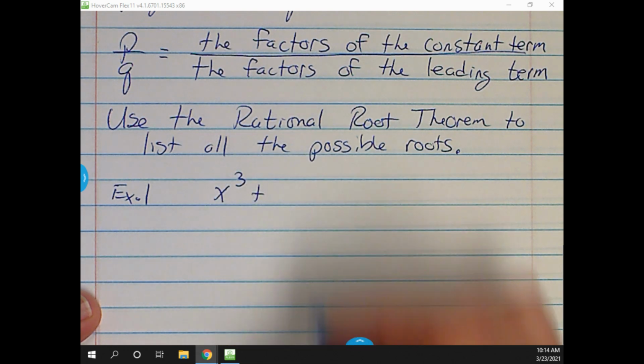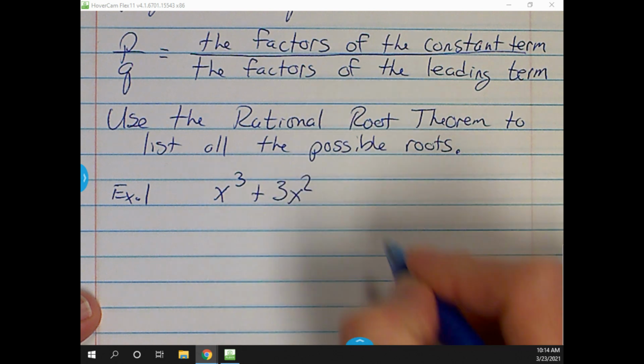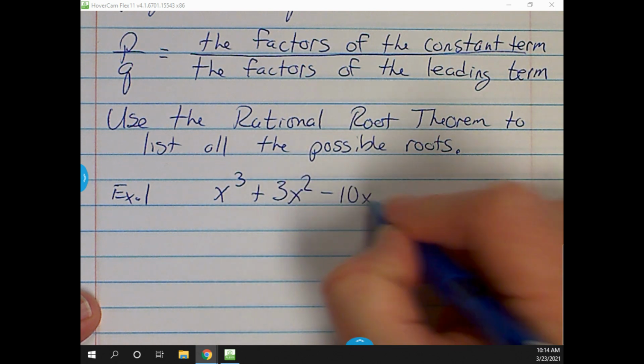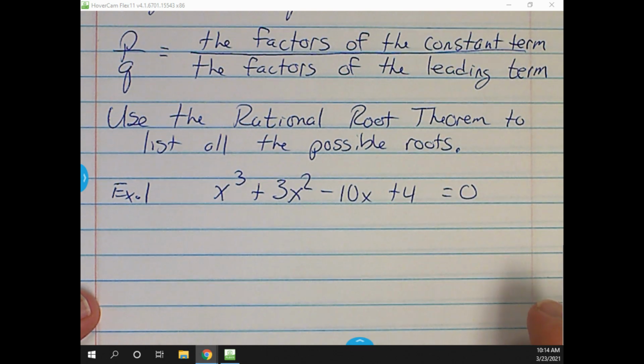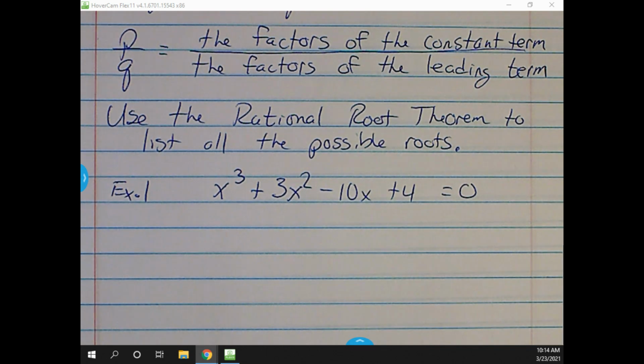Let's go: x to the third plus 3x squared minus 10x plus 4 equals 0. Okay, now in everything we've done, and we'll even try it on this one, you don't have to write this down, you just kind of watch and see. I'm going to do this in pencil because I'm going to go back and erase it.